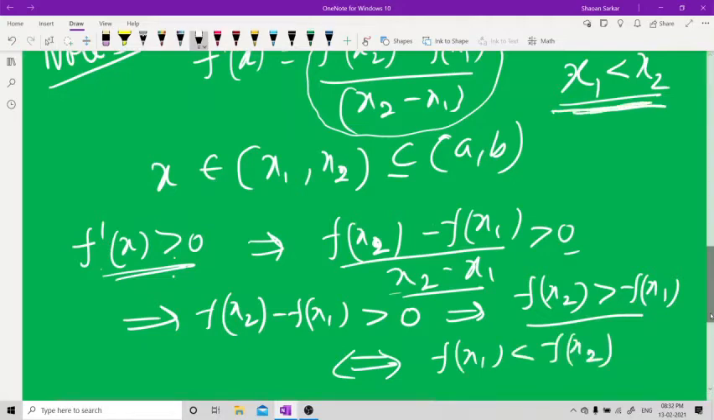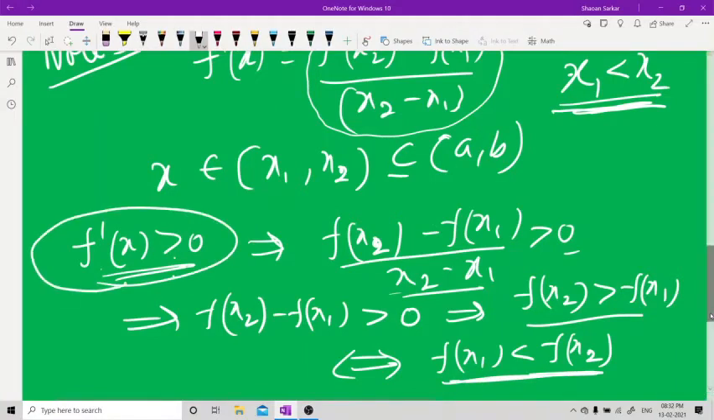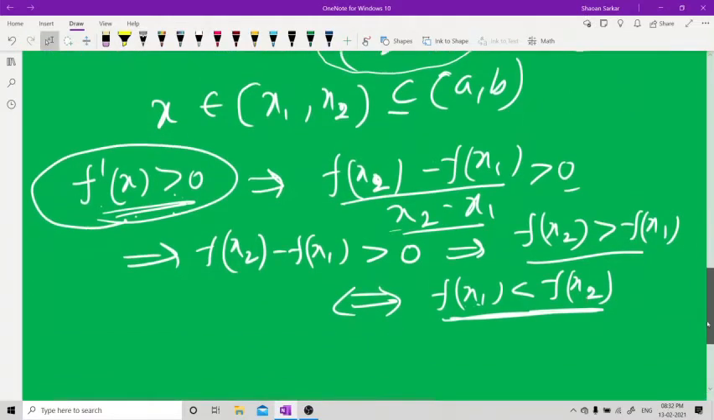x1 less than x2 gives me f(x1) less than f(x2) for this condition. This was the condition I told you earlier in my video on increasing and decreasing, that this is an increasing function. So this is also a second condition. If x1 is less than x2 and gives me f(x1) less than f(x2). Let me write it once more and then explain it.